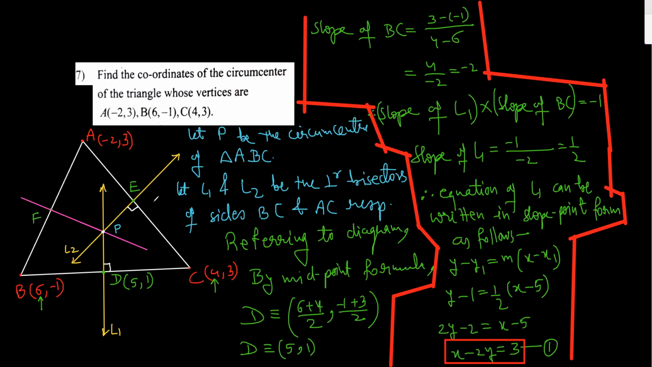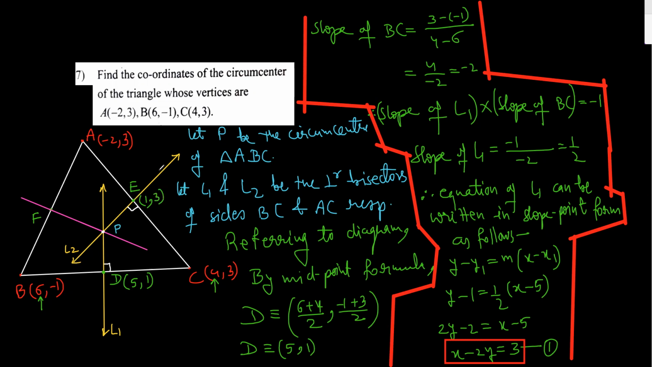Once you use the midpoint formula, the coordinates of E will be very simple. Minus 2 plus 4 upon 2, that is 2 upon 2, 1. 3 plus 3 upon 2, that is 6 upon 2, 3. See, you got the coordinates of E: (1, 3).